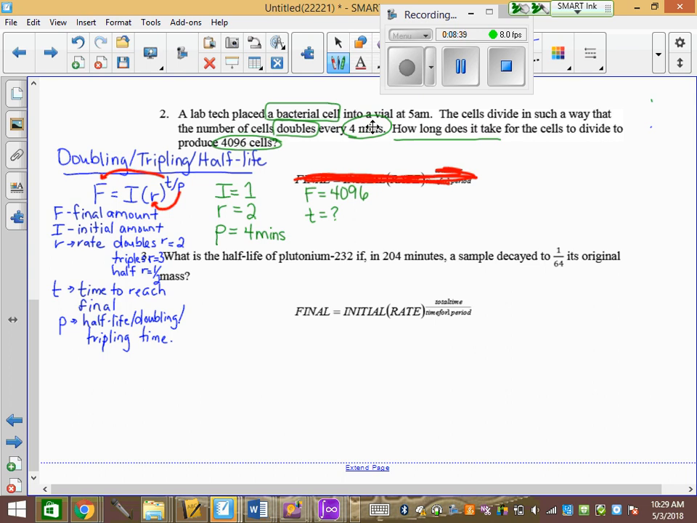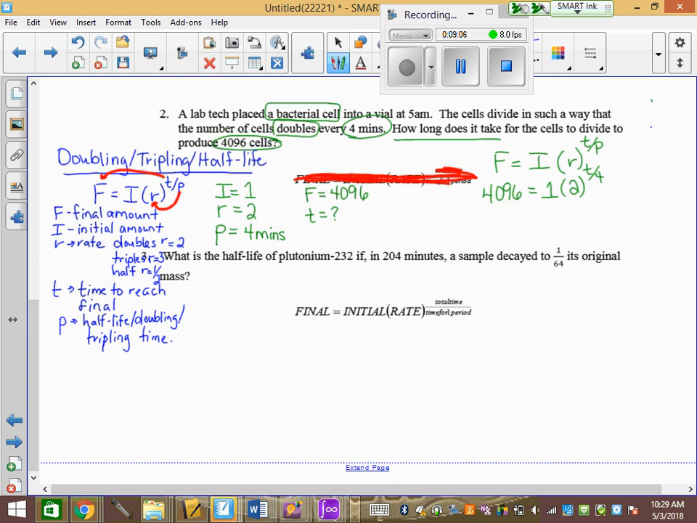Okay? So what's our formula? F equals I R to the exponent T over P. So we get 4,096 equals 1. R is 2. T is T. P is 4.